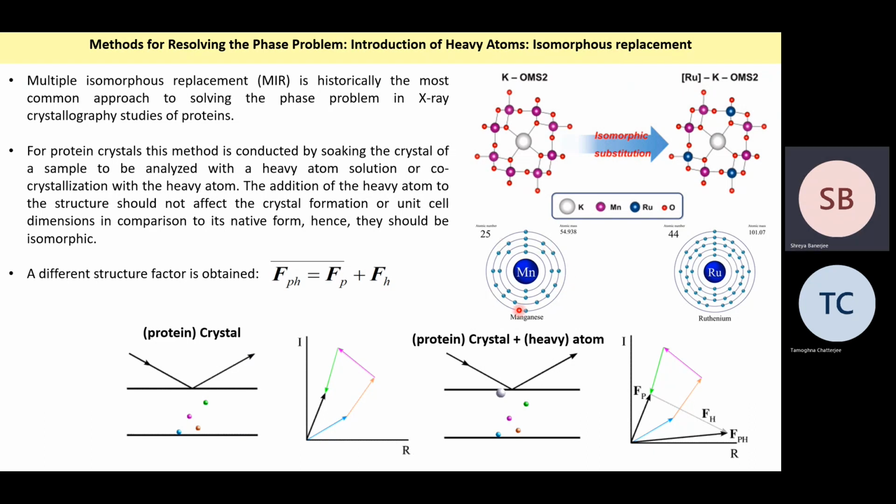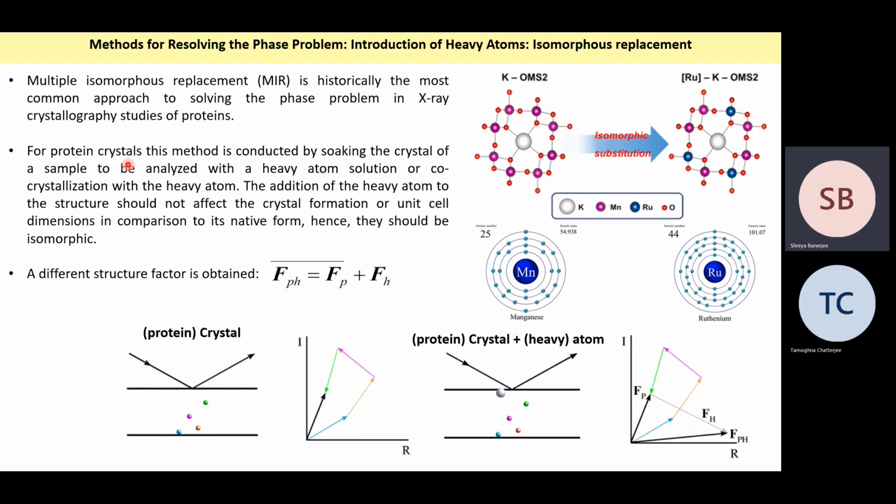But what you are doing is replacing one atom with a much heavier atom, which has many more electrons. Since you are replacing it with a heavy atom, as you know, the diffraction pattern from a heavy atom is very intense and clear. So if you have a weak diffraction pattern and you carry out isomorphous replacement, the weak diffraction pattern will become strong. Normally multiple isomorphous replacement is done, so multiple manganese atoms are replaced by ruthenium.